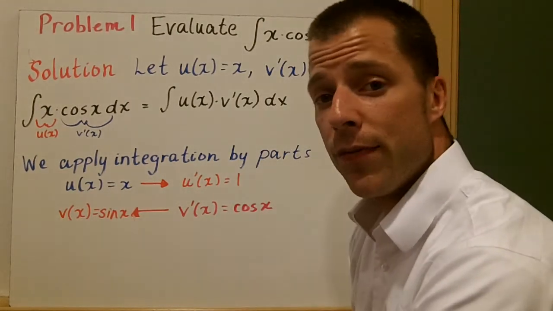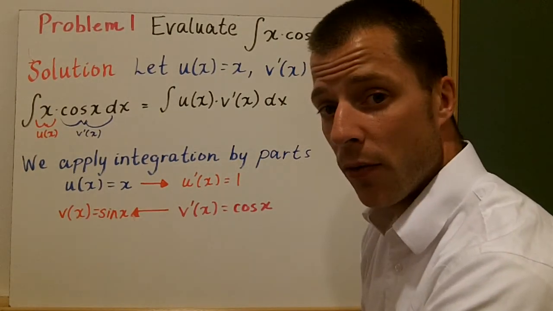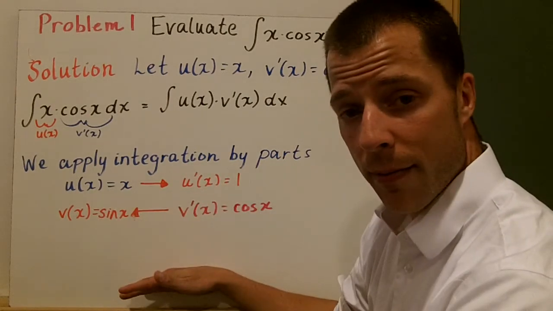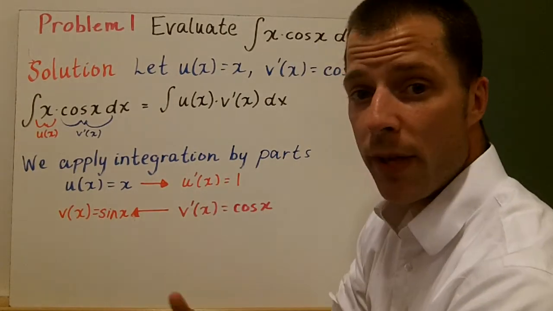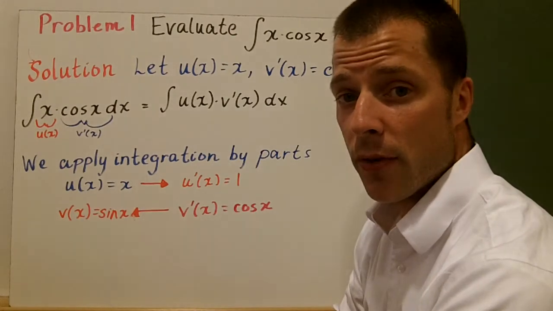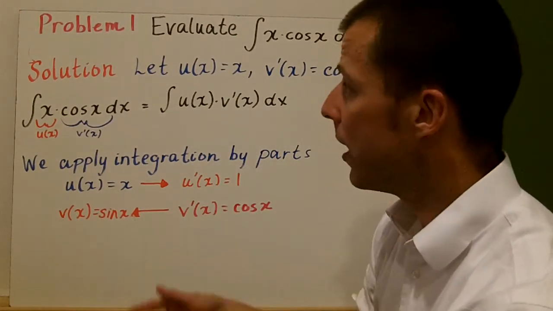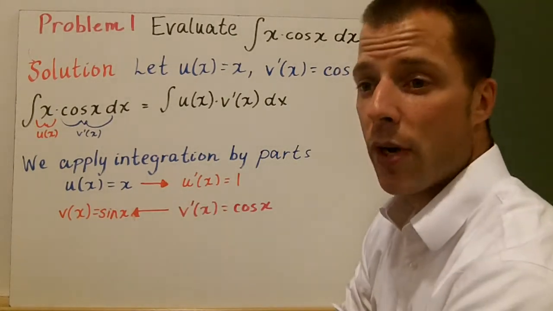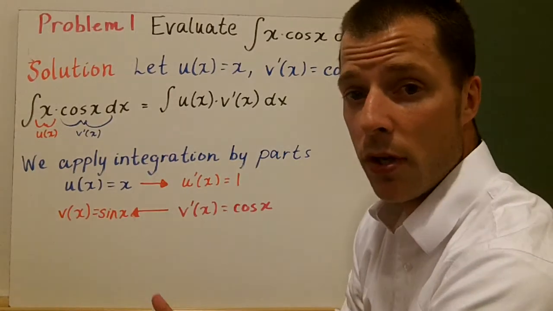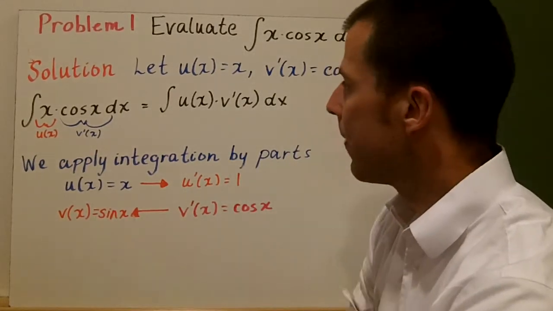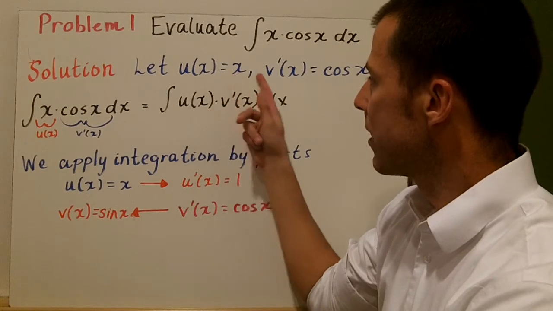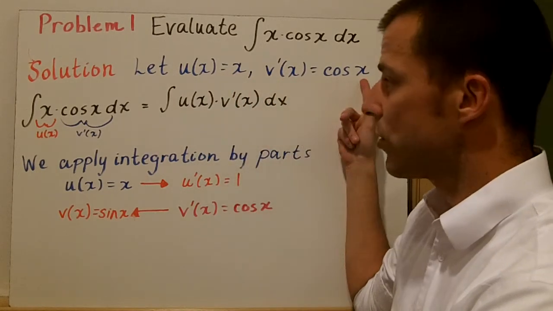Now, how do you know if you pick the right u and the right v? Well, as you continue to move forward through the problem, you should be getting an integral that's simpler to deal with, not an integral that is more complicated. And you'll see that in problem 2, where I show you what if we accidentally pick the wrong u. Okay? So u of x equals x, v prime of x equals cosine of x.